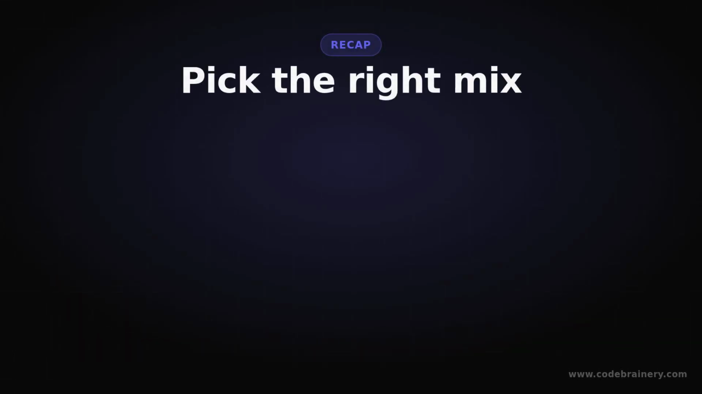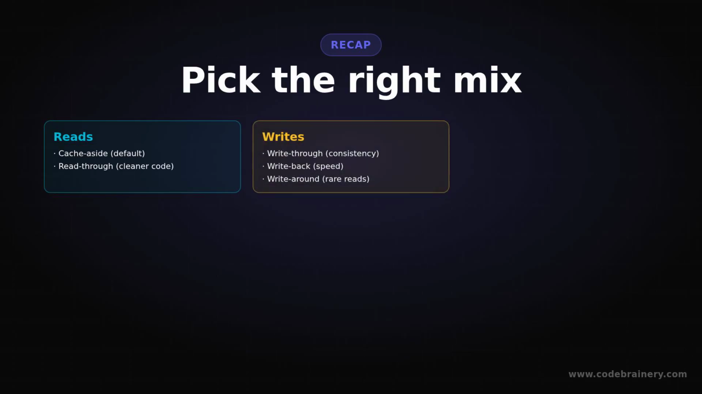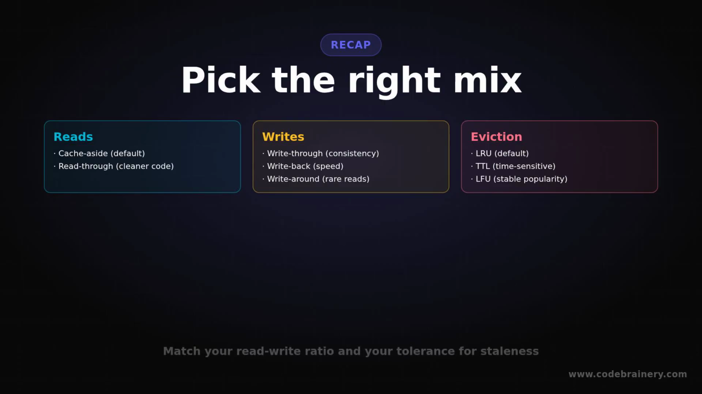Quick recap. Reads. Cache aside is the workhorse. Read through hides the miss. Writes. Write through for consistency. Write back for speed. Write around for rarely read data. Eviction. LRU for most cases. TTL for time-sensitive data. LFU for stable popularity. Pick the combination that matches your read-write ratio and your tolerance for stale data.